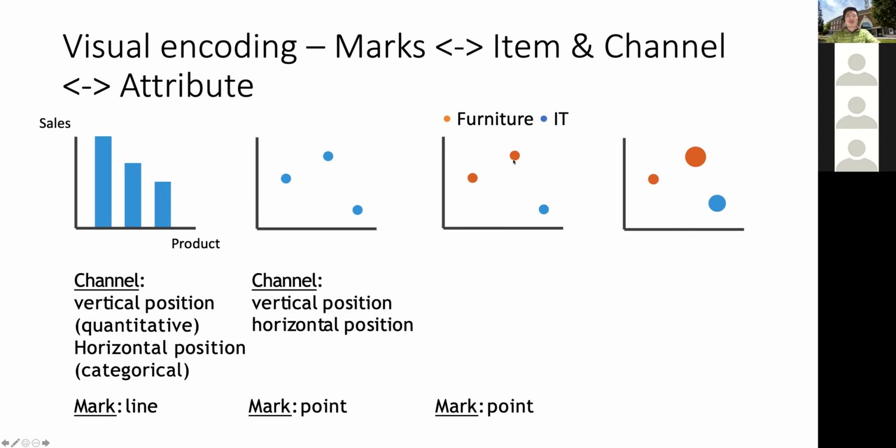And this is used to represent the type of the product. This is a new channel which was not used here. So we have the vertical and horizontal position represent something, and we have a new channel which is color here, used to present a third attribute, which is the type of the product or category.